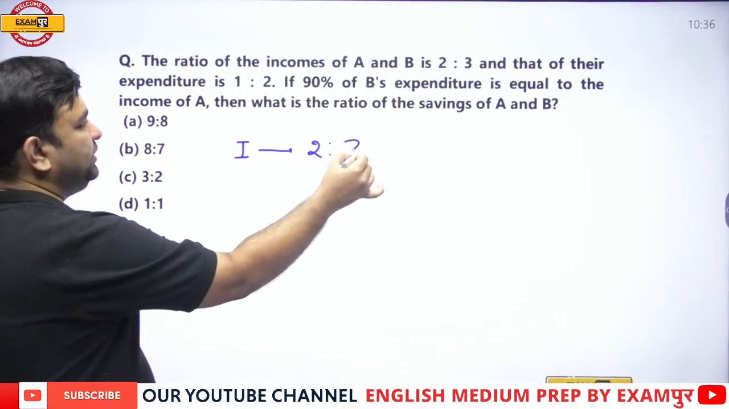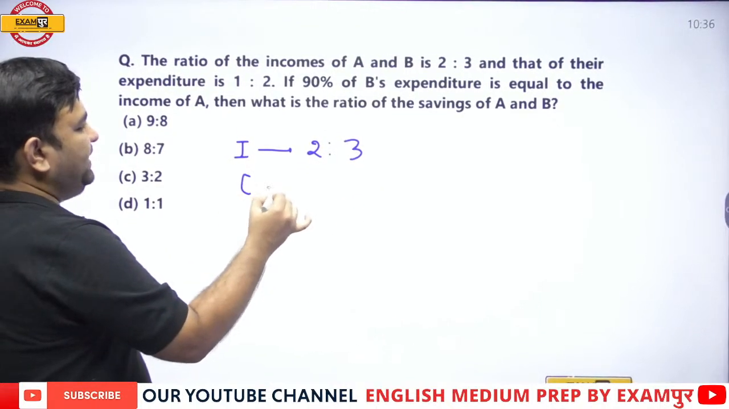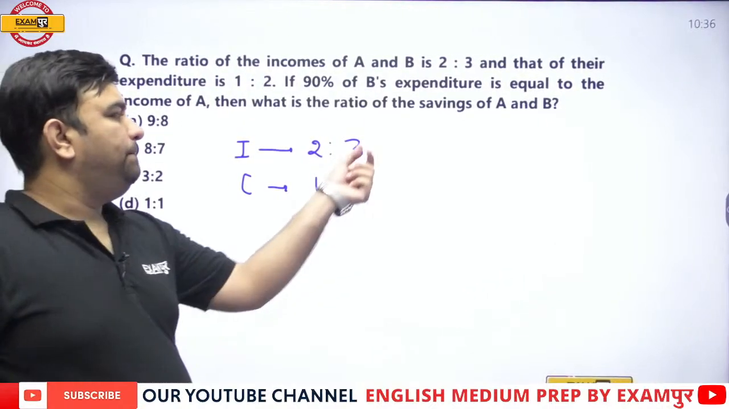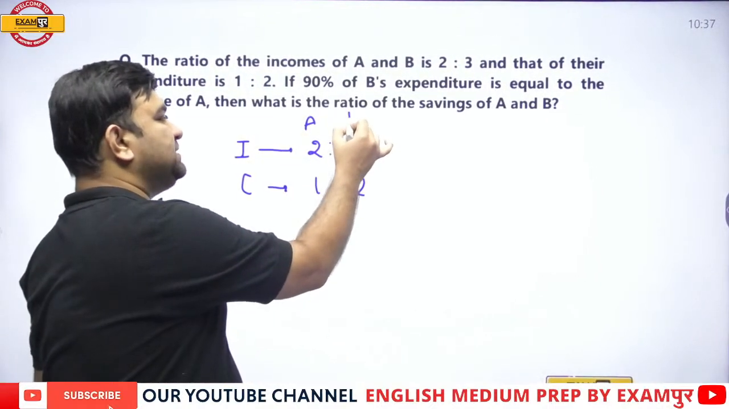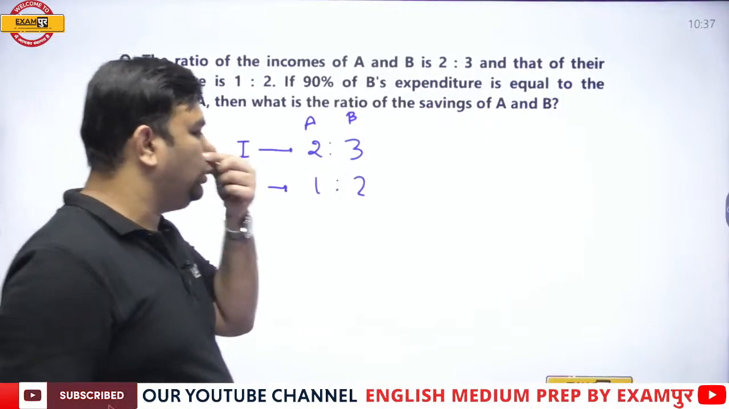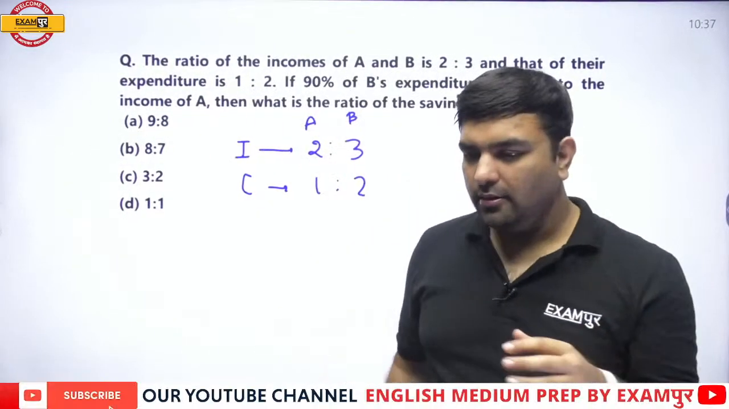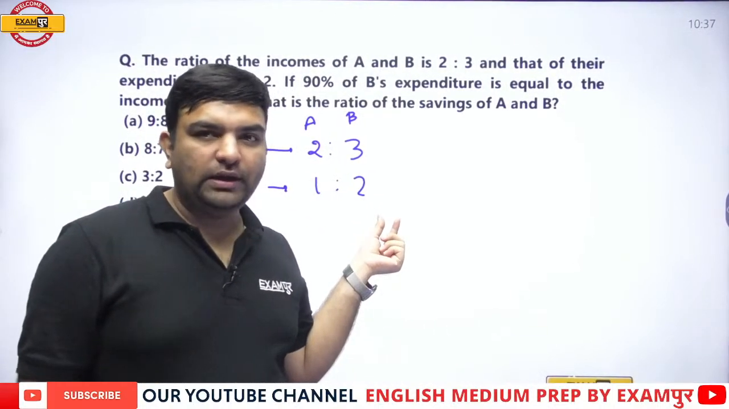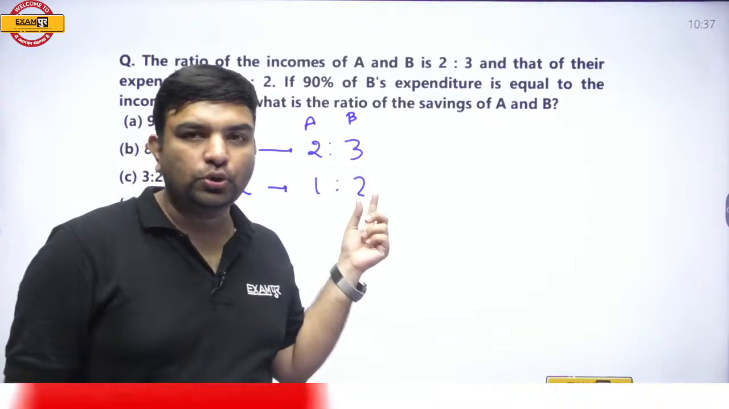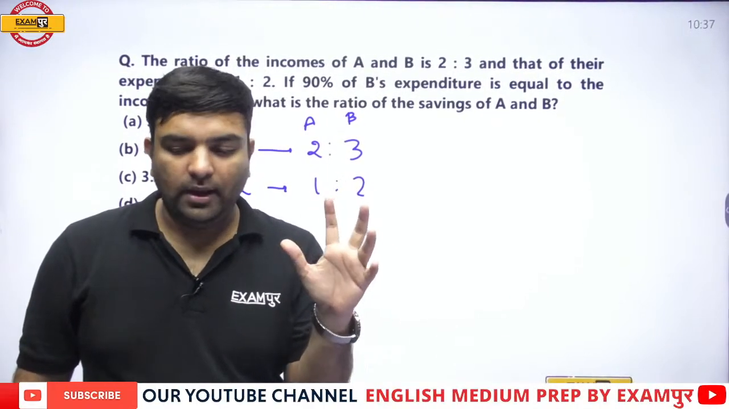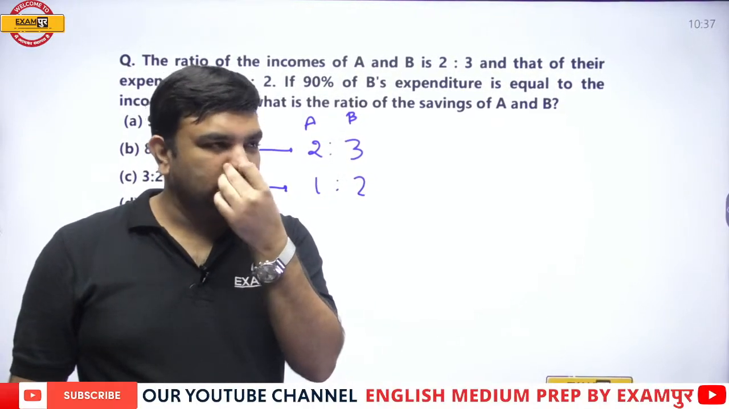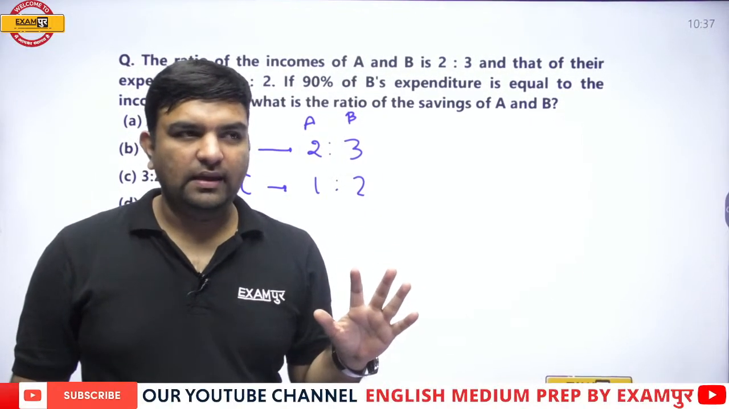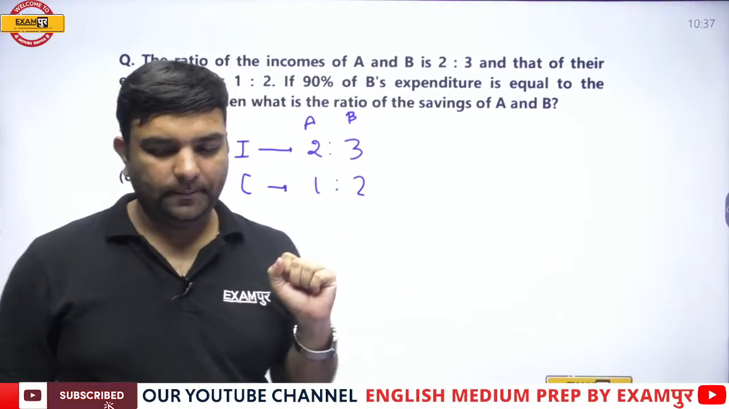Incomes ratio 2:3. Expenditure ratio 1:2. 90% of B's expenditure is equal to income of A. So 90% of 2 is 1.8. 1.8 is not equal to 2. So we need to assume the variable. We need to assume the variable, guys. Is it okay what I'm saying? I'm saying that we need to assume the variable.